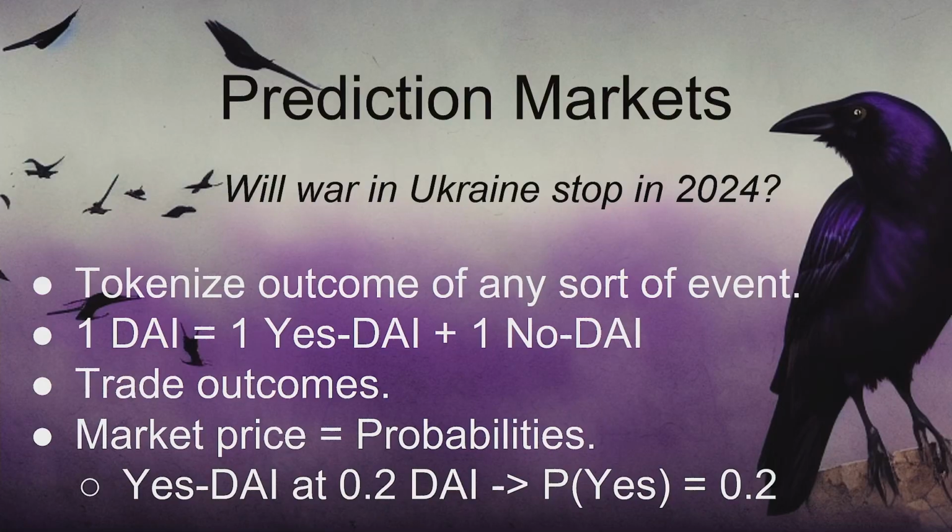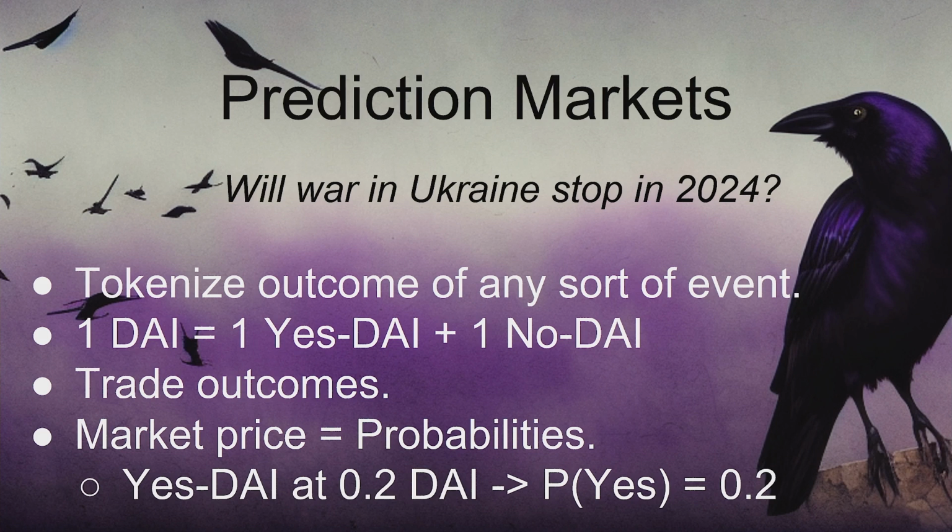So let's take this example prediction market. Will the war in Ukraine stop in 2024? What we can do is put some token, for example, some stablecoin, into the prediction market. And now we get two tokens: one yes token, which will redeem for one DAI if the war stops, and one no token, which will redeem for one DAI if the war doesn't stop.